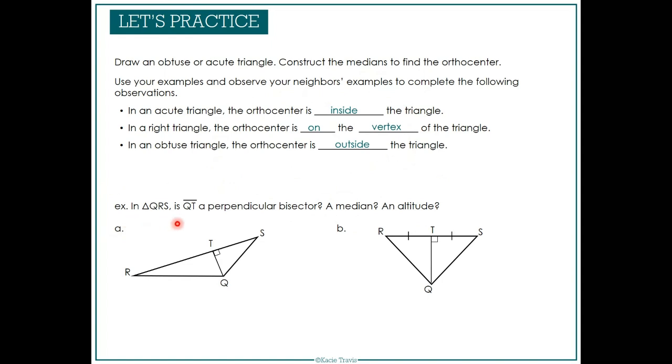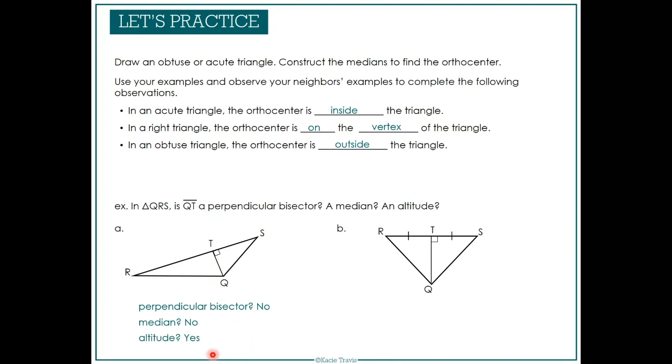Now, occasionally you'll be getting lines as we're looking at these. We just have to go through and know which types of lines we're dealing with. So we're looking at both of these triangles, and we're going to determine whether it is a perpendicular bisector, a median, or an altitude. So looking at number A, we have this triangle here. The only thing that we do know is that TQ meets up with RS at a right angle here. We don't know anything about the lengths of the parts of RS. So is this a perpendicular bisector? No. Is it a median? Also no. But it is an altitude.